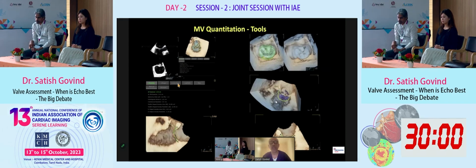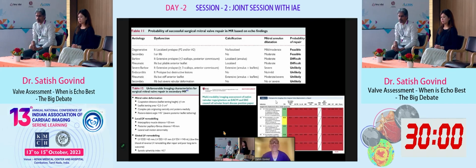So both in terms of the annulus, the leaflets, the coaptation, a whole host of measurements are provided here. And when it comes to the surgical decisions, echo is the one which decides on surgical decisions, in terms of whether a repair needs to be made or a valve replacement needs to be done. And also it can predict the outcome, so how good the outcome is going to be.